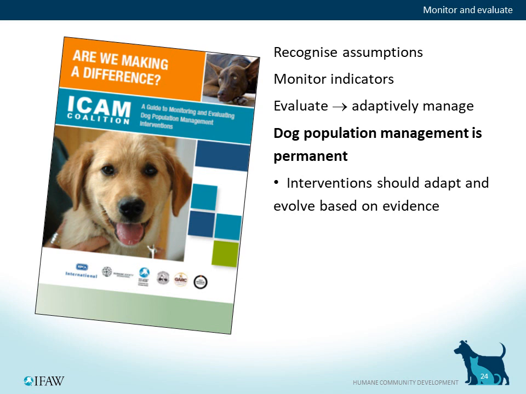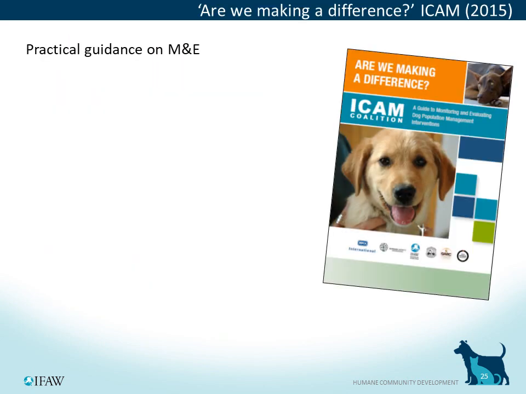So we know that DPM is a permanent challenge. We sometimes talk of 3 or 5 year projects, but these must roll seamlessly into the next phase. Wherever we have people, we will have dogs, and we need to manage the population to minimise risks and maximise benefits. And it's this particular issue of monitoring and evaluation for what you could call adaptive management, improving your intervention, that a recent ICAM guidance addresses.